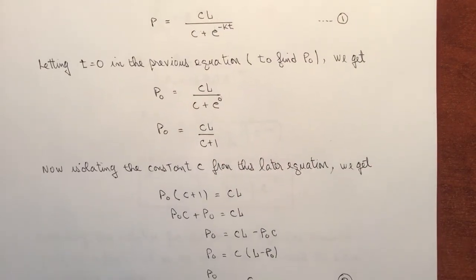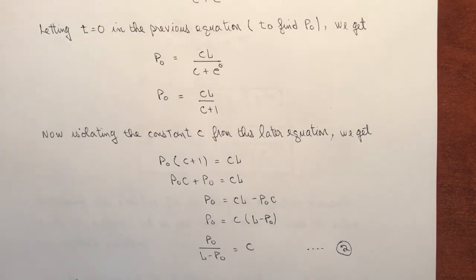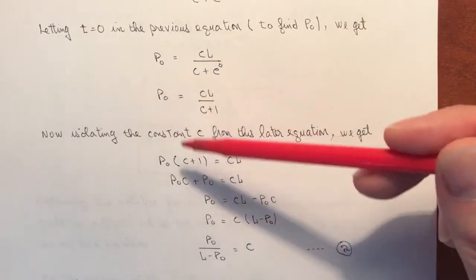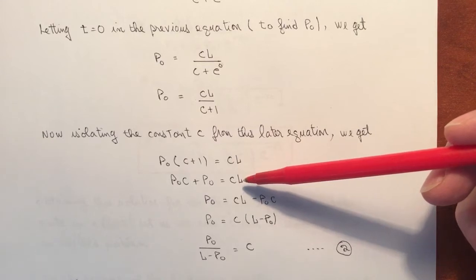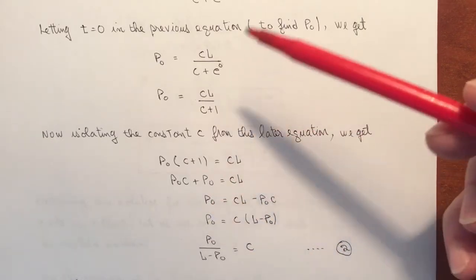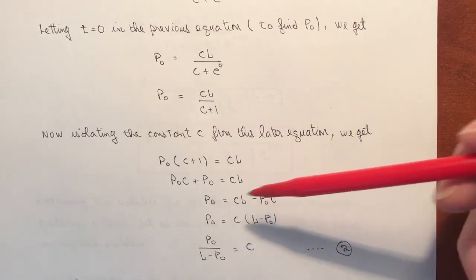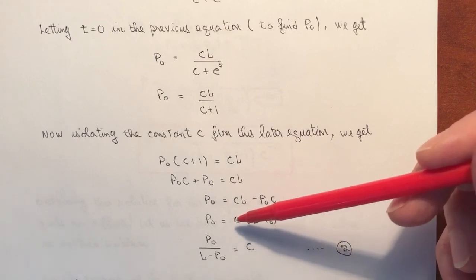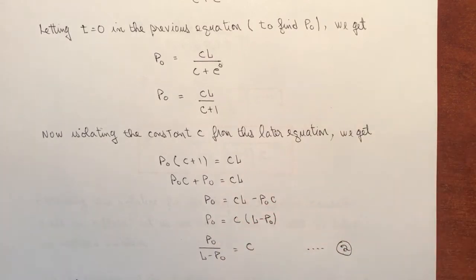I would like to isolate the c from there. It's a bit of a tedious algebraic exercise, but we should do it. So cross multiplying c plus 1 to the other side, multiplying the P0 in there, and collecting the c's on one side and then factoring out the c, I get that c is P0 over L minus P0.